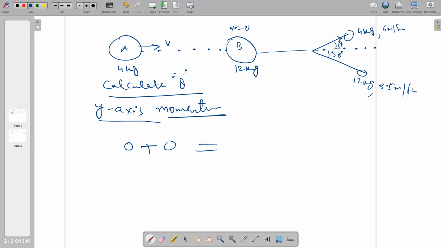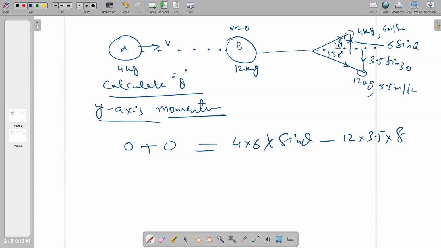Now we want to write that one. So this is the velocity direction, this is the velocity direction, and you can make the components of this one. So this component will be 6 sine of theta, and this component will be 3.5 sine of 30 degree. So we can write the equation. The upward momentum will be 4 into 6 into sine of theta. And the downward momentum is minus 12 into 3.5 into sine of 30. So we can solve this one.